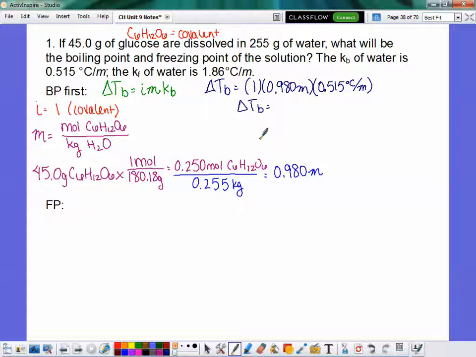So how much is this boiling point going to change by? 0.515? 0.505? You should get 0.505 as the change to the boiling point, and that's in degrees Celsius.